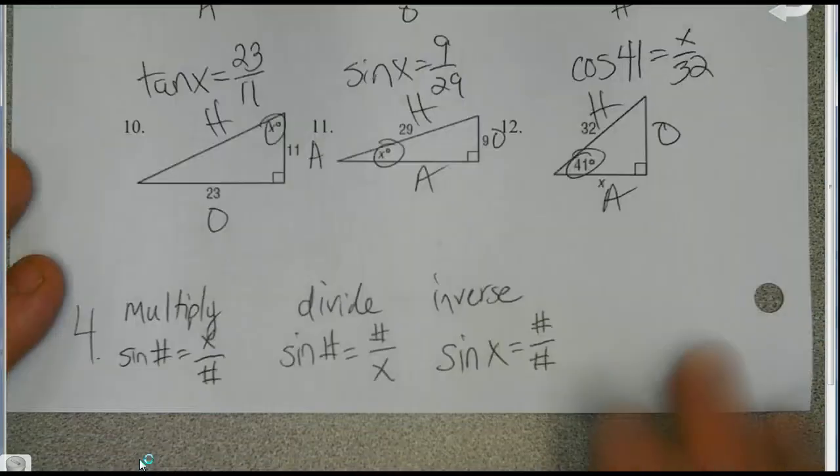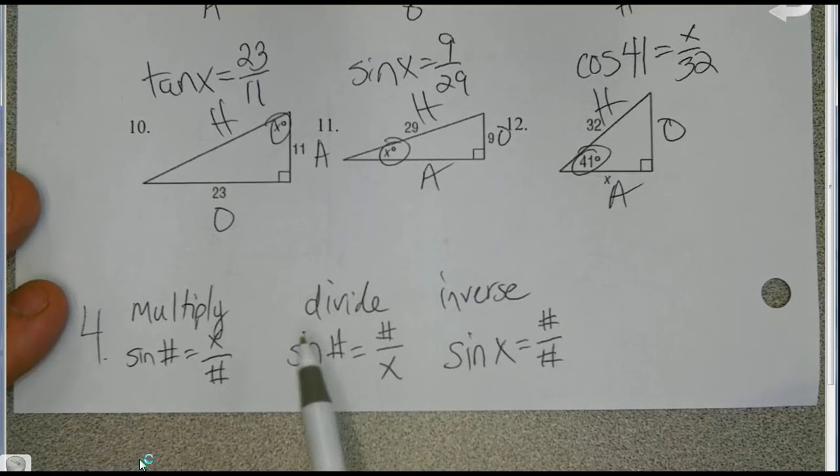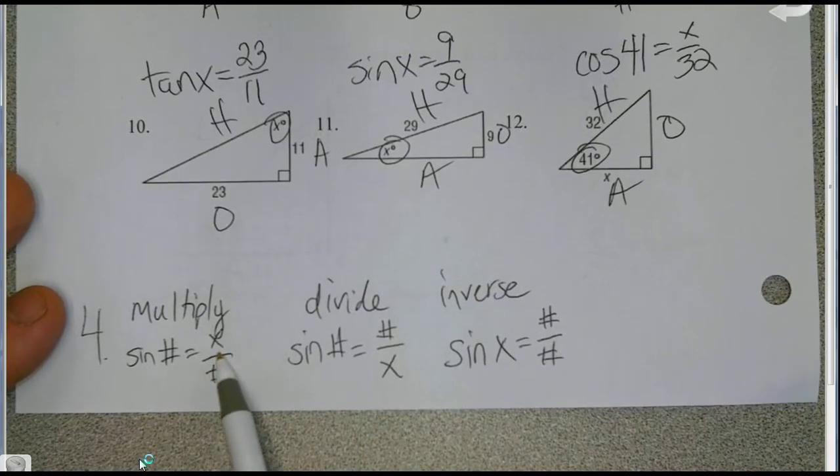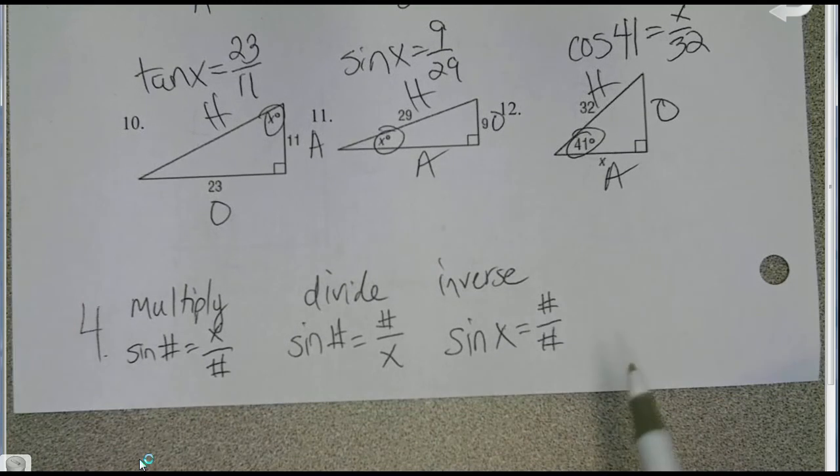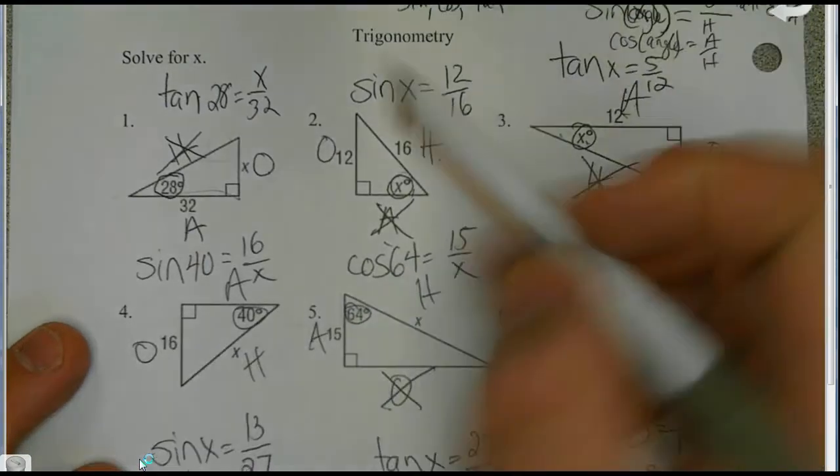So again, like I said, it depends on where the x is. If it's on the top of the fraction, you're going to multiply. If it's on the bottom, you're going to divide. And if it's beside the trig function, you're going to use the inverse. So let's do an example of each.